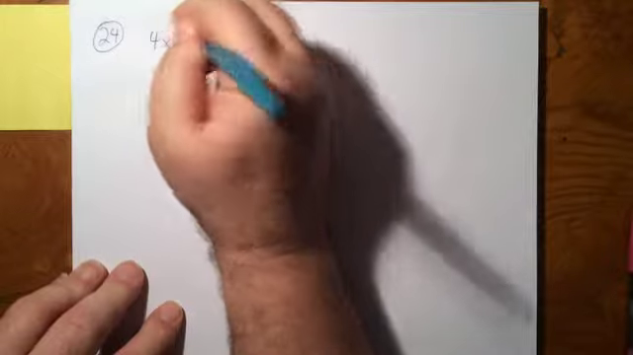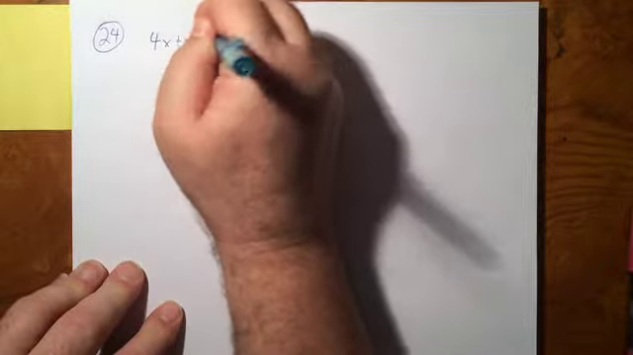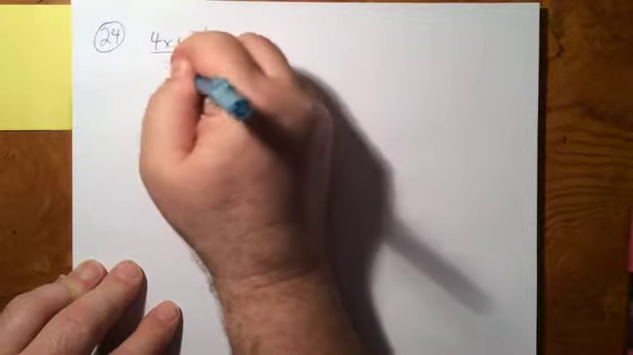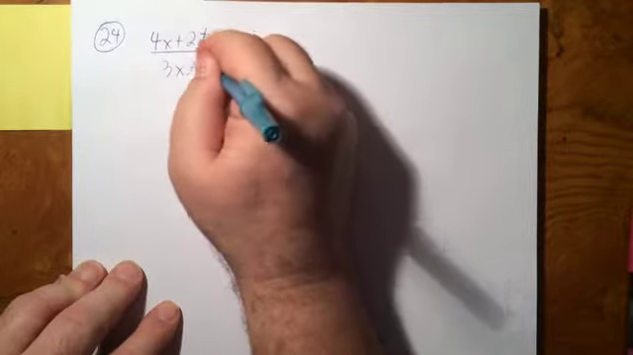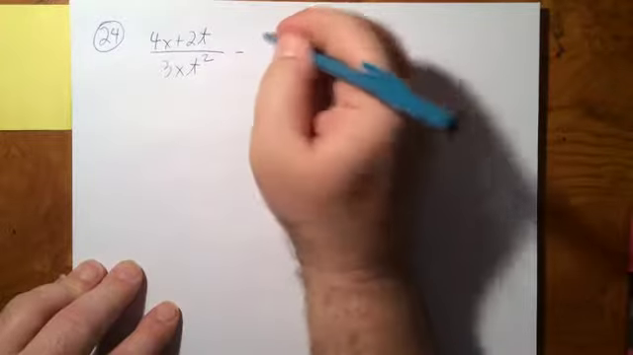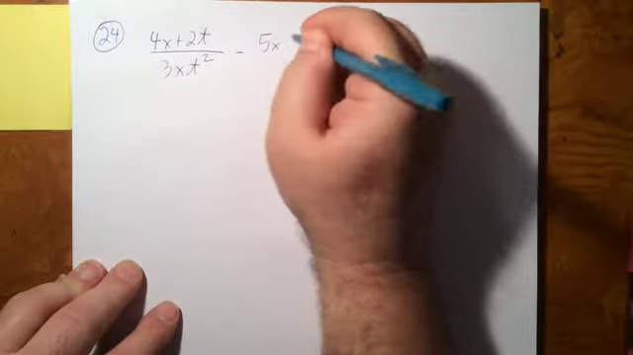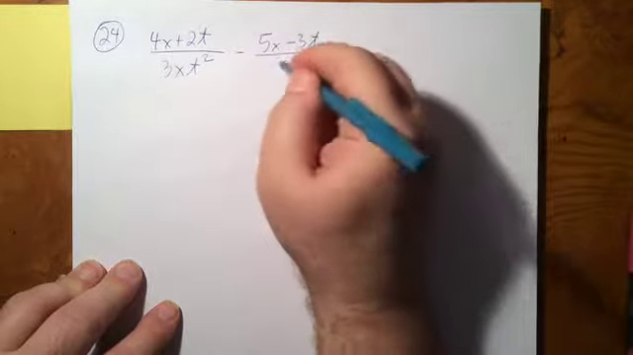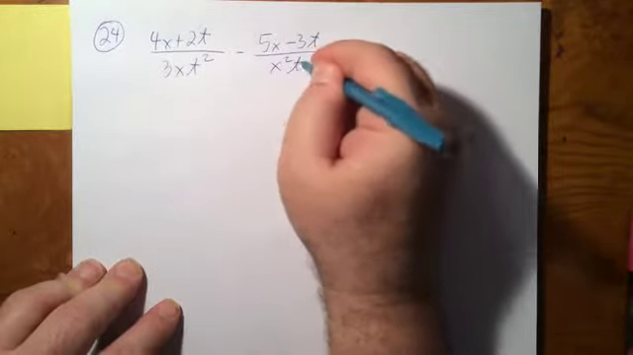We have (4x + 2t) over 3xt squared, minus (5x minus 3t) over x squared t.